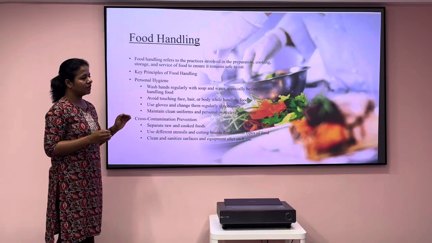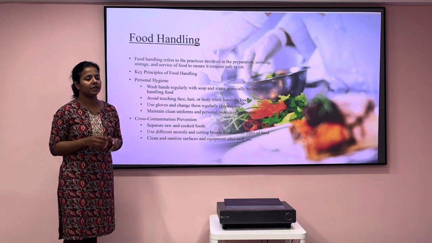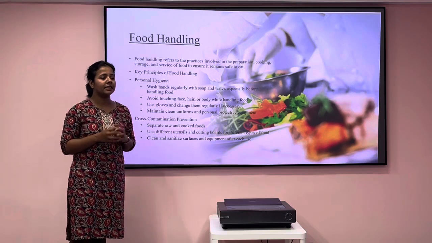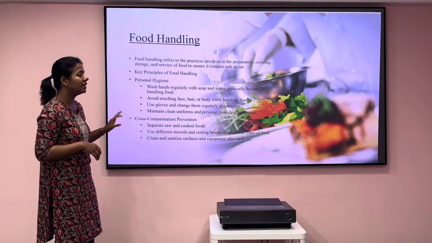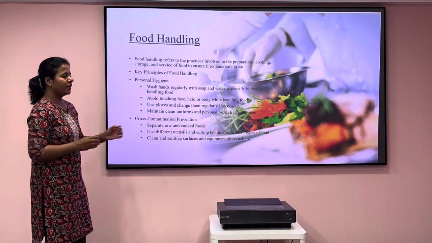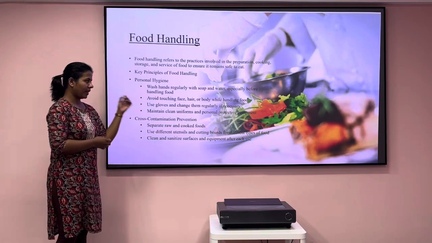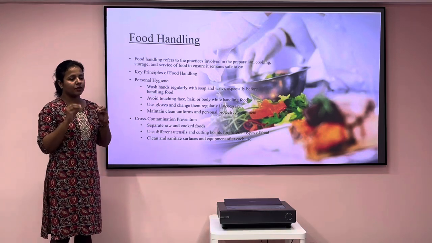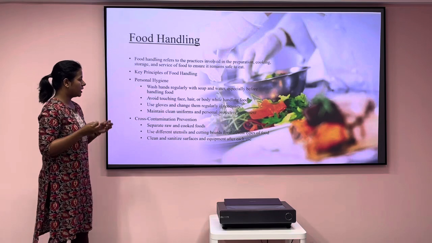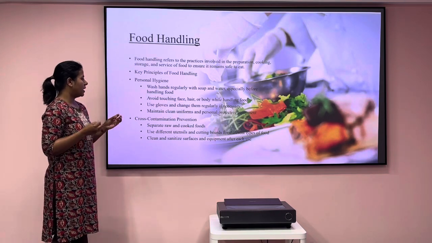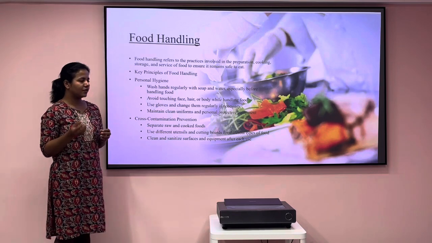For this responsibility, you need to maintain two key principles. That is personal hygiene and cross contamination. We already discussed personal hygiene. You should wear a proper uniform, wash your hands, know the frequency of hand washing, avoid touching the face, hair, and body while handling the food, and use gloves and change them regularly if necessary.